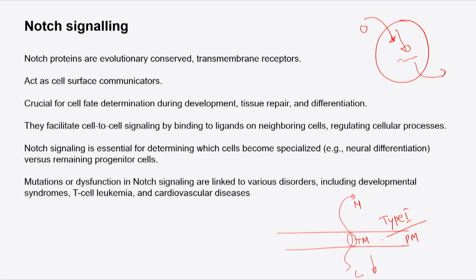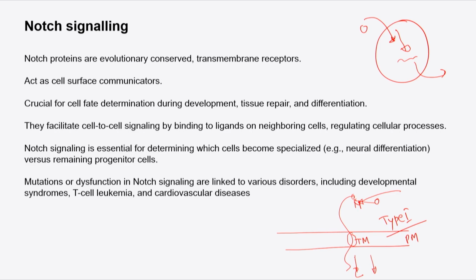So these are transmembrane receptor proteins. They act as cell surface communicators. What do I mean by that? There could be some molecules which come in contact with this receptor, and if there is cognate binding of these molecules with the receptor, then you see an activation, and this activation can lead to further downstream processing.